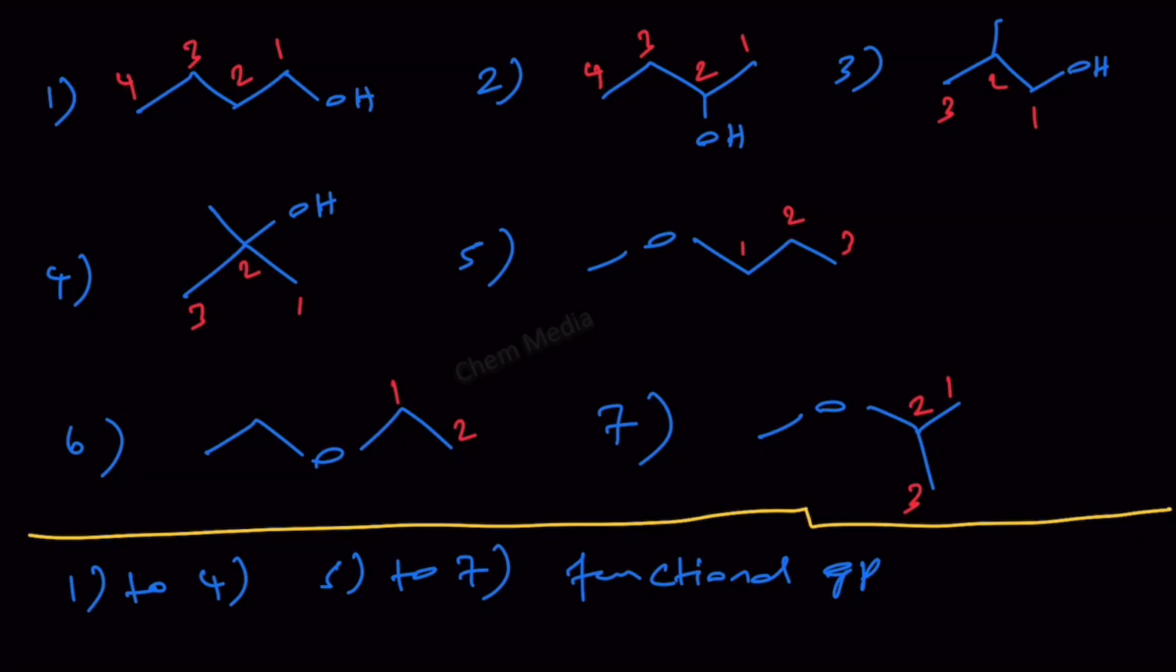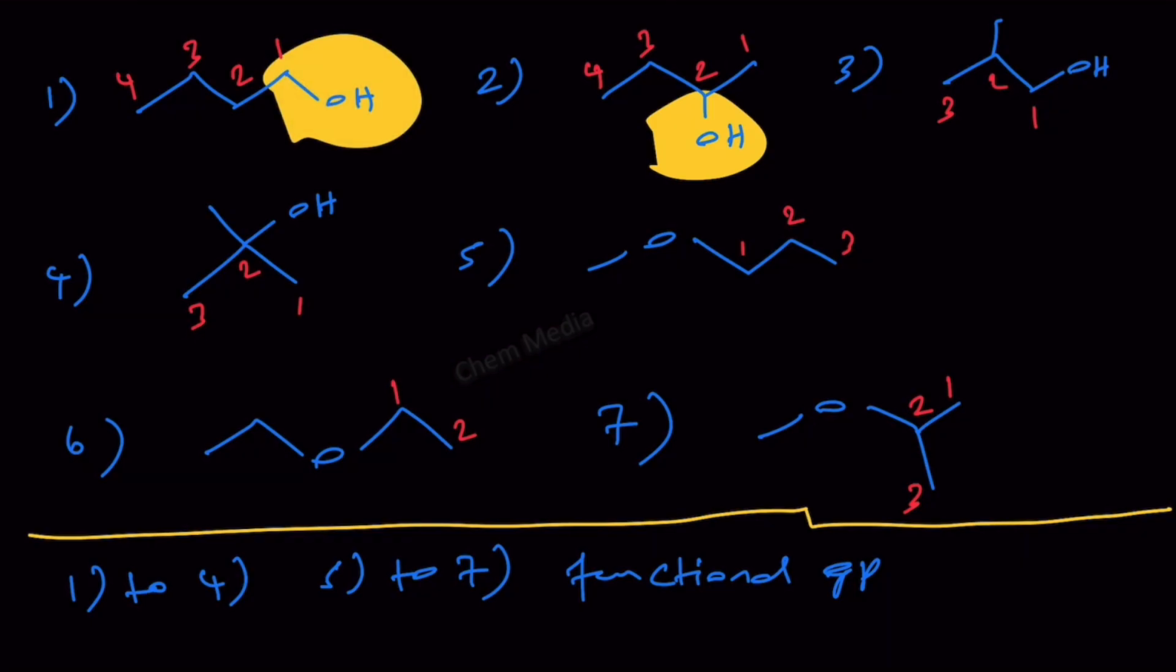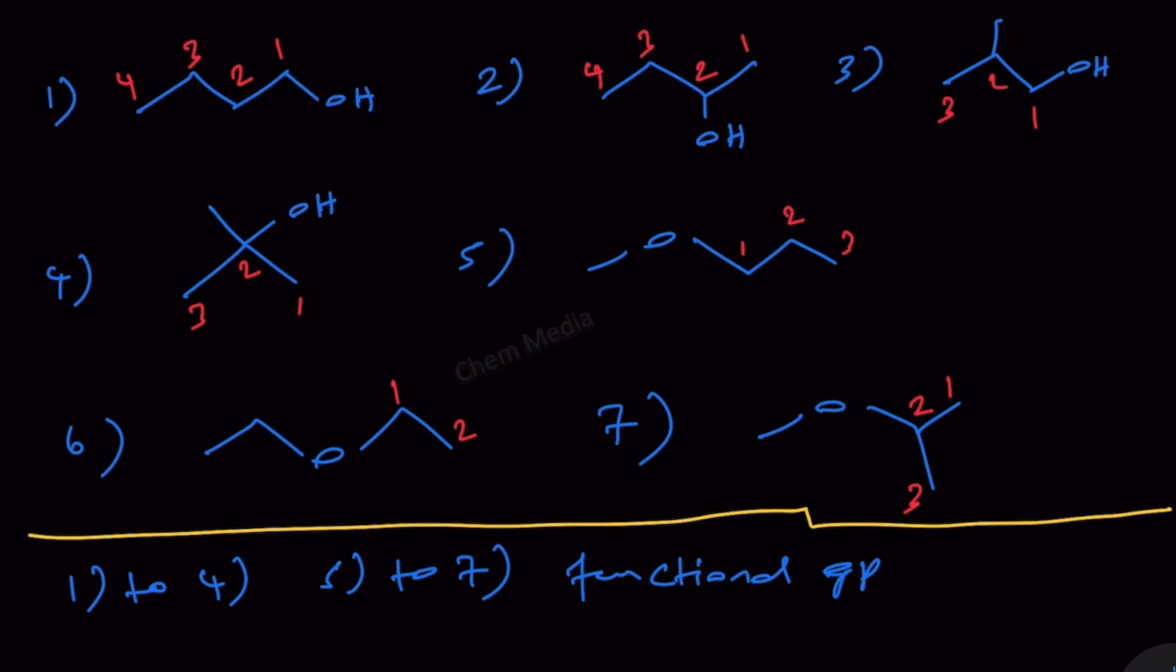If we are comparing 1 and 2, then what is the isomerism there? We have the same functional group, and the parent chain length is also the same. In the case of 1, the OH group is attached at the 1 position. In the case of 2, the OH group is attached at the 2 position, isn't it? So this is a clear case of position isomerism. Therefore, the comparison of 1 and 2 is a clear case of position isomerism.